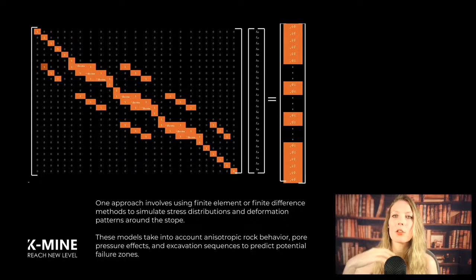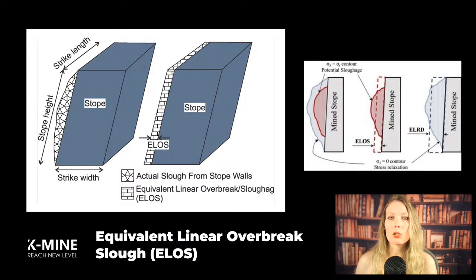By iterating through different stope geometries and analyzing stability indicators such as the factor of safety, or FOS, and displacement vectors, the engineers can optimize stope layouts to maximize extraction while minimizing geotechnical risk. In addition to structural stability, the economic considerations must include the impact of dilution and ore loss.